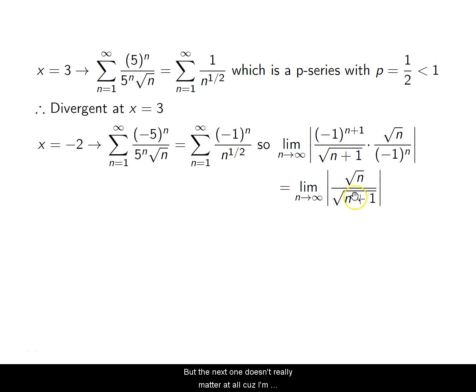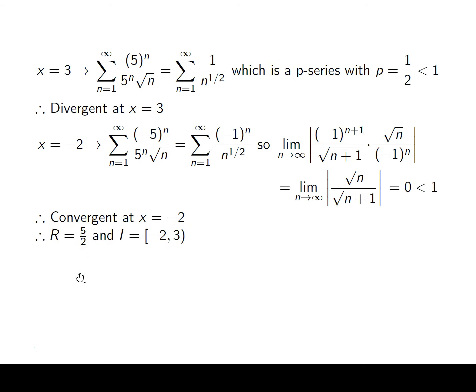Okay, but the -1 doesn't really matter at all because I'm inside of an absolute value. So who cares if it's negative or not? Because eventually it's going to go away, right? We saw this already. This goes to 0. 0 is less than 1. So my ratio test gives me a limit less than 1. So I'm convergent at this end. So on one endpoint, I'm convergent. On the right end, I am divergent. So what does that look like? I have a radius of 5/2. My interval of convergence is from -2 inclusive to 3 exclusive, right?